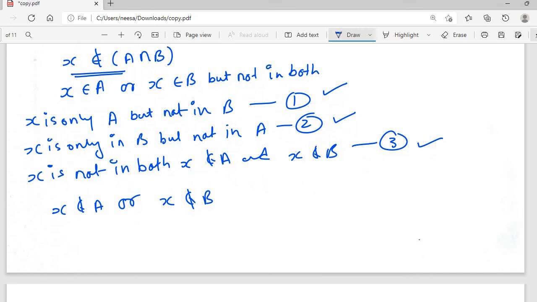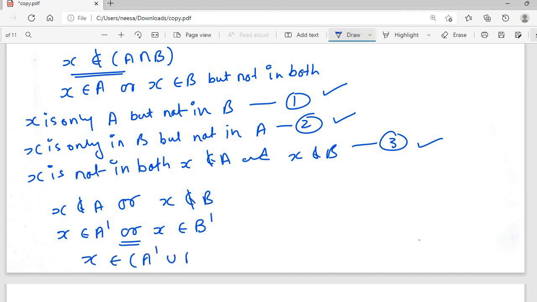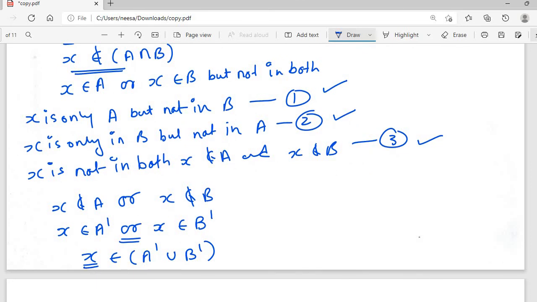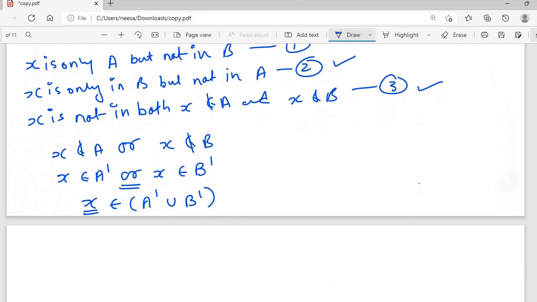Okay, now if some element X is not belonging to A, which means X will belong to A complement, or similarly if X is not belonging to B, which means X will belong to its complement. And now we'll replace this or, so this will be X will belong to A complement union B complement, right? So from where we had started that X is an element which is belonging to (A intersection B) whole complement, we had concluded that X belongs to A complement union B complement, which means that (A intersection B) whole complement is a subset of A complement union B complement. Okay, so this is your statement number 1.